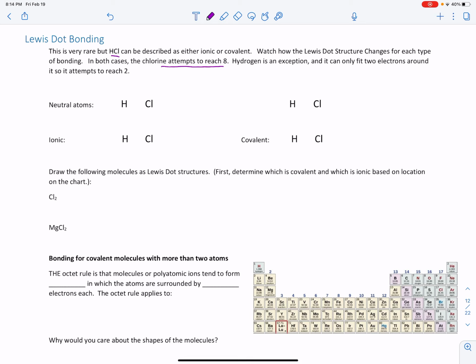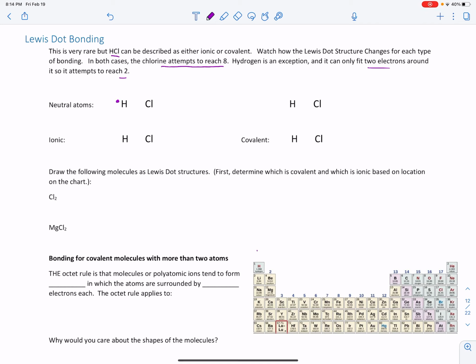Remember, in both cases, chlorine wants to be 8. Hydrogen is an exception you'll find about soon enough, but it can only fit 2 electrons, so it attempts to reach 2. Almost all of the elements are aiming for 8. It's just that hydrogen's a little bit of an exception. So when they are neutral, hydrogen has 1 dot because it's in this first energy level right here. Chlorine, again, that's 1, 2, 3, 4, 5, 6, 7, 8, and chlorine's in here.